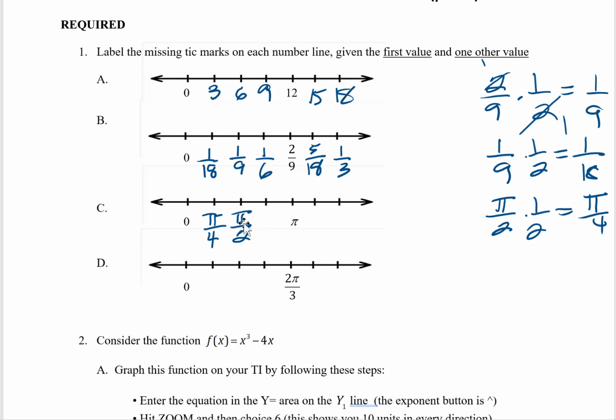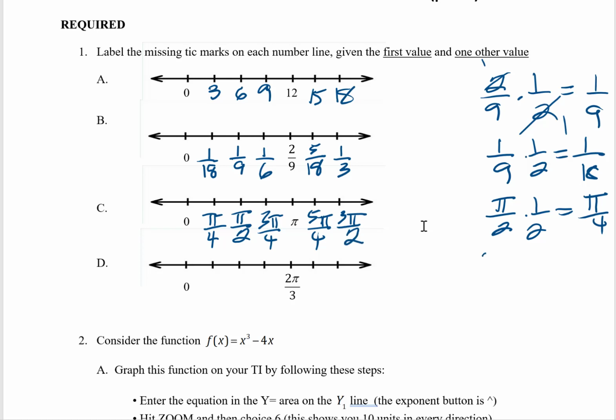1/4 pi, 2/4 reduces to 1/2, then would be 3/4 pi, in other words, 3 pi over 4. Then 4/4, but that just reduces to 1 pi. Then 5/4 pi, 5 pi over 4. And lastly, 6/4 pi. 6/4 reduces to 3/2, so 3 pi over 2. And then part D will work similarly.